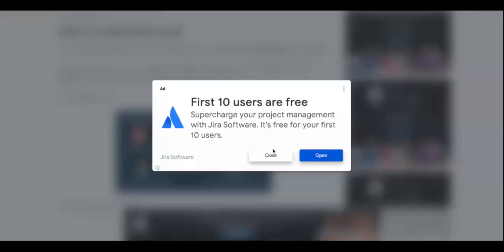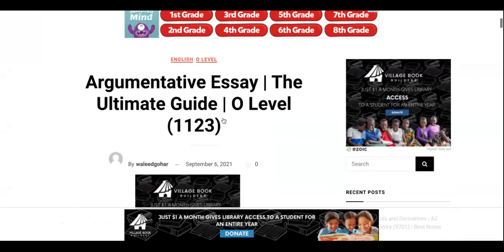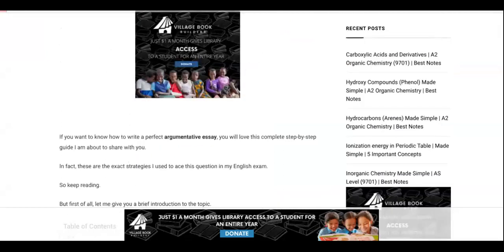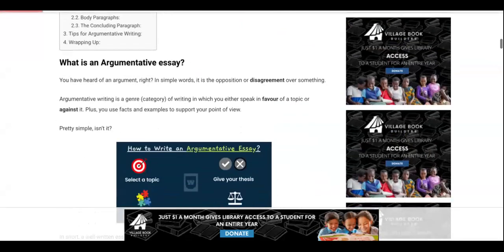Right, so argumentative and discursive are sort of connected, and we're going to start with understanding what the difference is, and then we're going to get into what each of them means. This is just a random website, but we're going to follow through on our own notes, so no worries about that. Generally, an argumentative essay is, as the name suggests, you're arguing about something, so you are expressing disagreement about a certain thing.